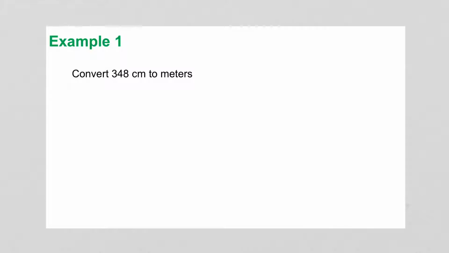Example 1 says, convert 348 centimeters to meters. So according to our conversion sheet, there are 100 centimeters in 1 meter. Notice how I put centimeters on the bottom, so it'd cancel out centimeters on the top over there. And so we just take 348 divided by 100, and we get 3.48 meters.